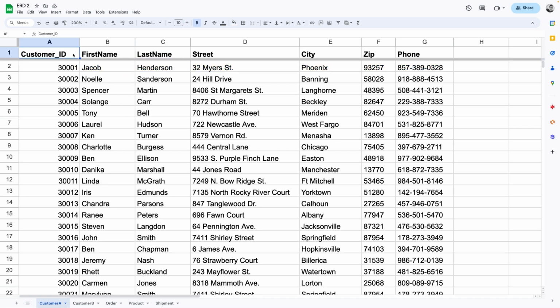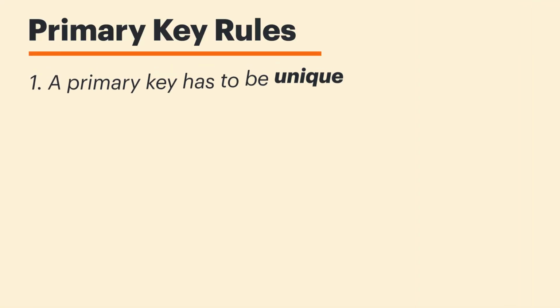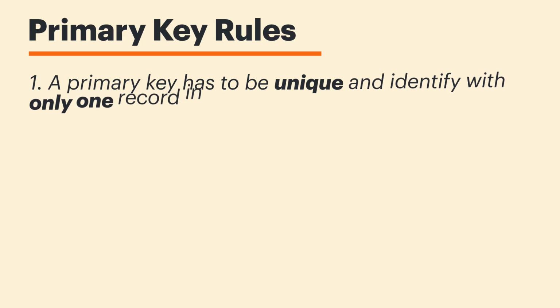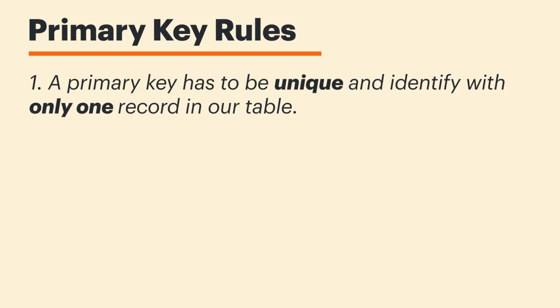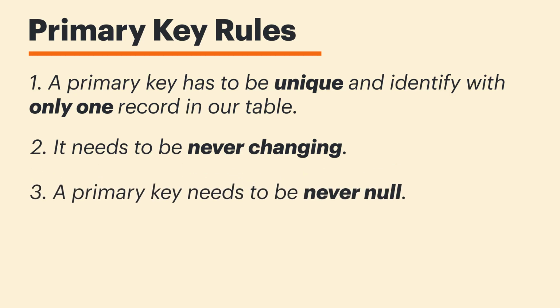And for one of these attributes to qualify, they need to follow a few basic rules. First, a primary key has to be unique and identify with only one record in our table. Second, it needs to be never changing. It'd be pretty difficult to keep an accurate record of our customers if we were using an attribute that could change at any moment. And finally, a primary key needs to be never null. This just means that the value can never be left blank.